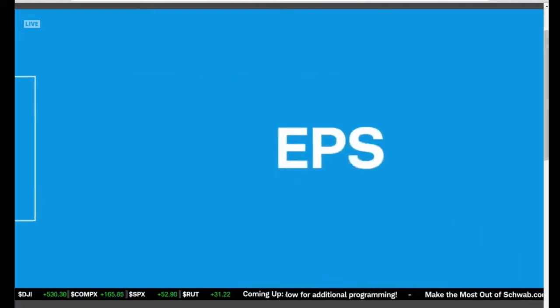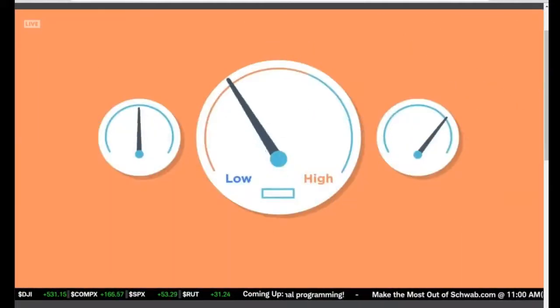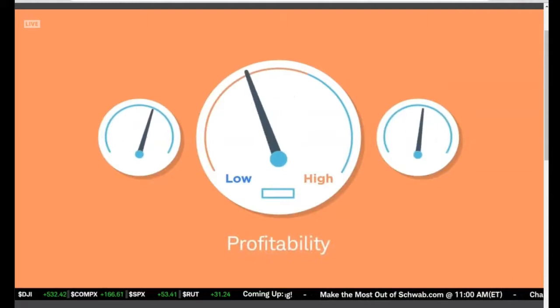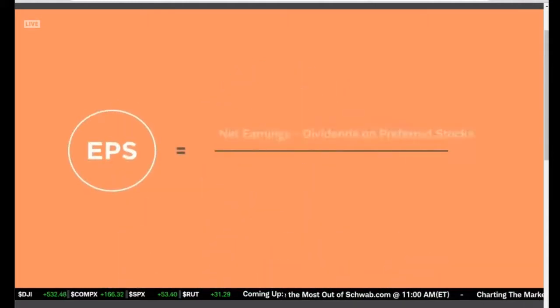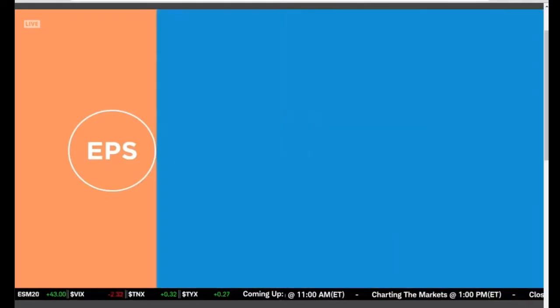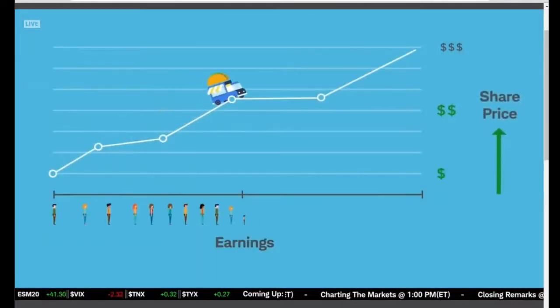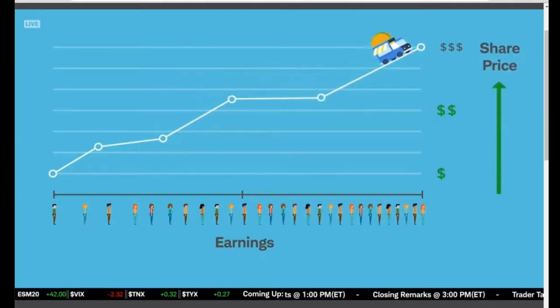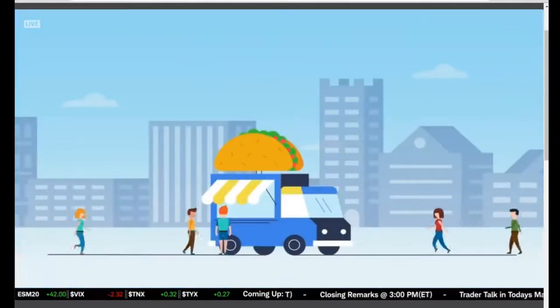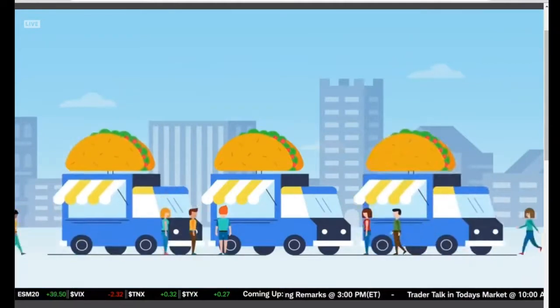Earnings per share, or EPS, is one of the most widely used ways to gauge company profitability. To calculate, divide the company's profits by the number of outstanding shares. EPS matters because strong earnings tend to drive the price per share up, and that's good for investors. Earnings also generate money the company can reinvest in growth.